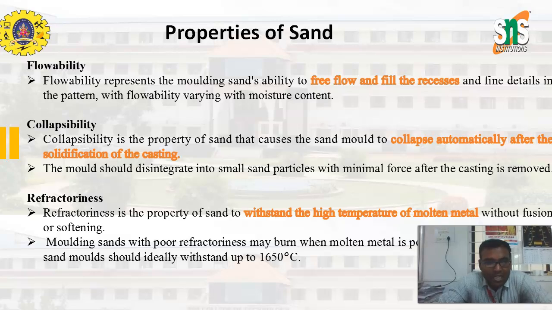The last one is refractiveness. Refractiveness is the property of sand to withstand the high temperature of molten metal without fusion or softening. Molding sands with proper refractiveness will not burn when molten metal is poured into the mold, and sand molds should ideally withstand up to 1650 degrees Celsius. These are some of the properties of molding sand.